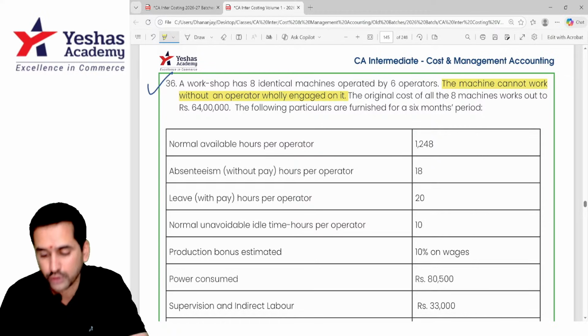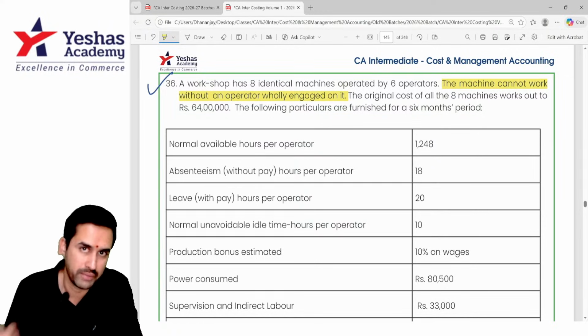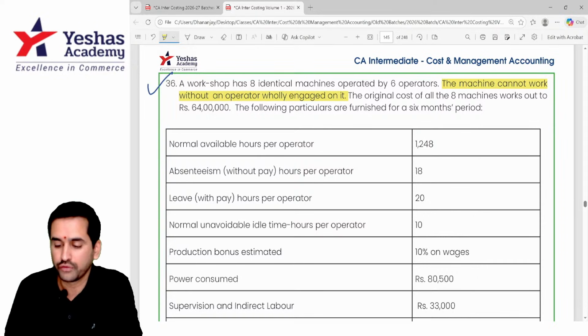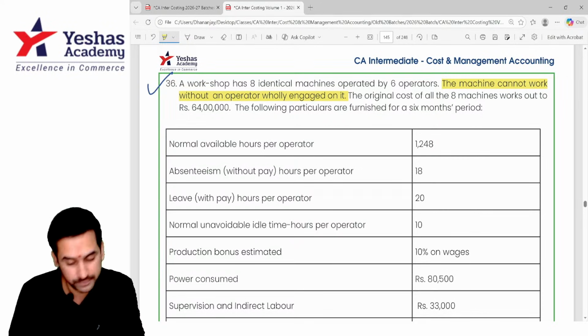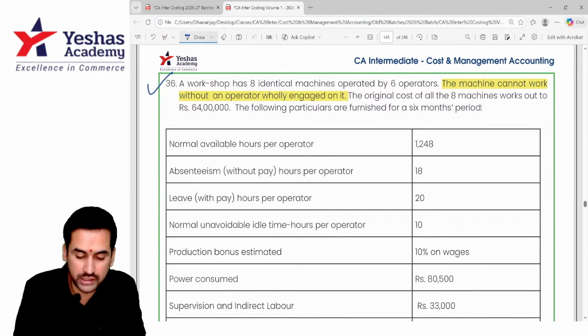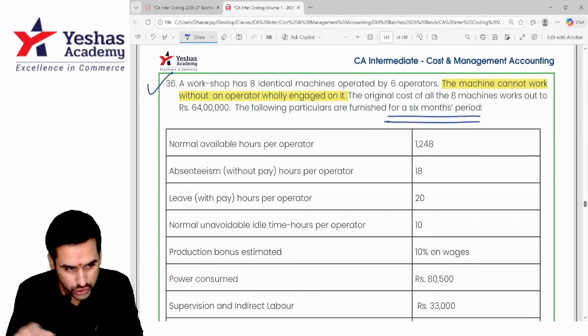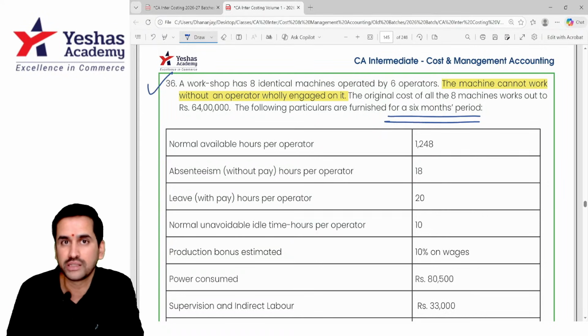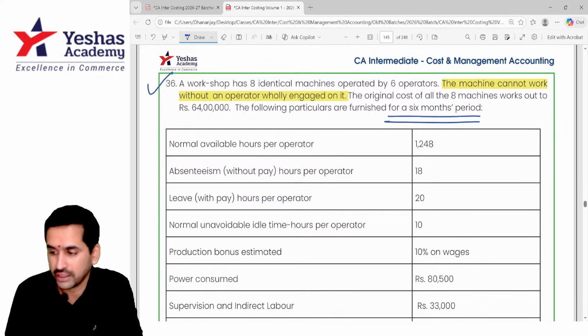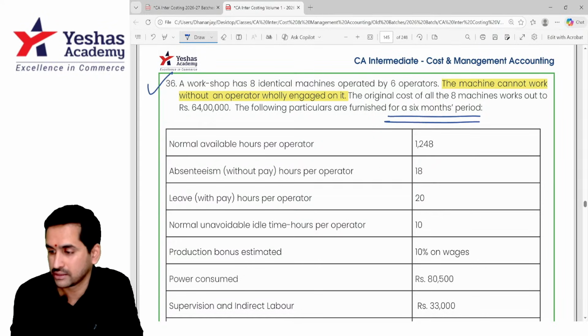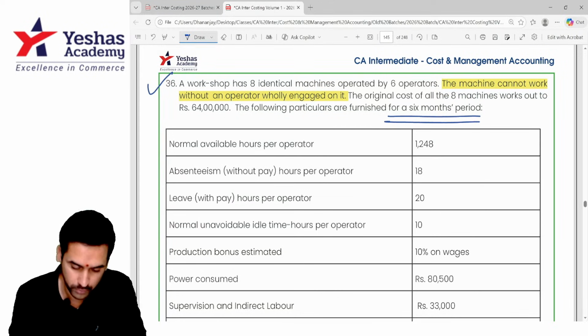So cost should be for all 8 machines, but work will be done by only 6 machines. Original cost of all 8 machines works out to 64 lakh. This is for depreciation calculation. The following particulars are furnished for a 6 months period. Careful. Normally, most of the data points in question will be on an annual basis, but here they are talking about a 6 months basis. So chances are that some will get confused, so go slow.